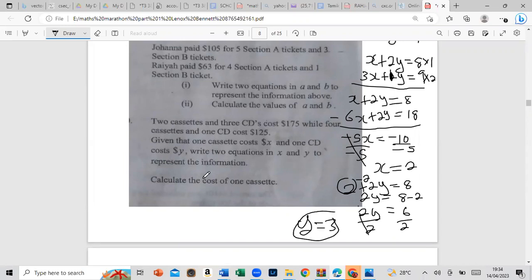You guys did do that one here? If not, try it quickly, guys. It says 2 cassettes and 3 CDs cost $175, while 4 cassettes and 1 CD cost $125. Given that 1 cassette costs x dollars and 1 CD costs y dollars, write 2 equations in x and y to represent the information. Calculate the cost of 1 cassette. Calculate how much the CD is too. I want to compare it, all right? And then we can proceed.